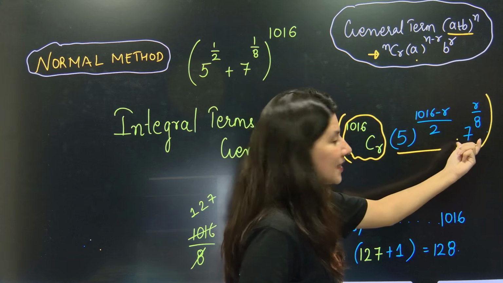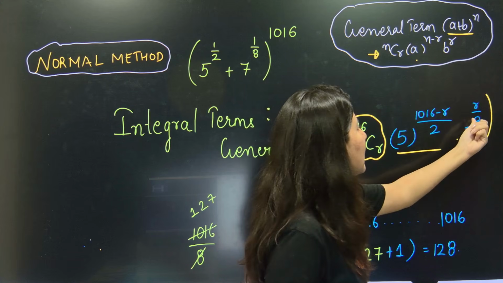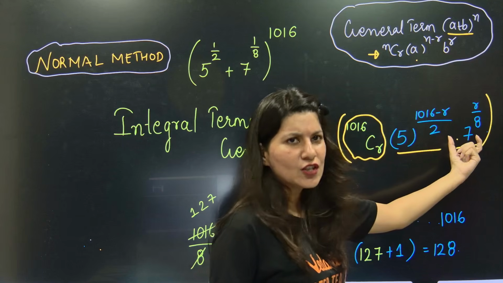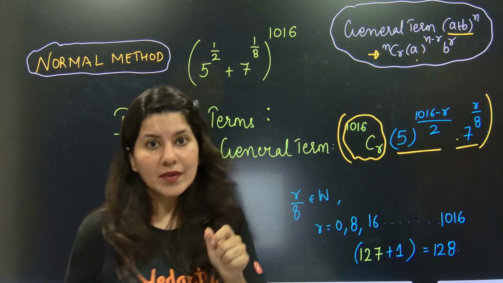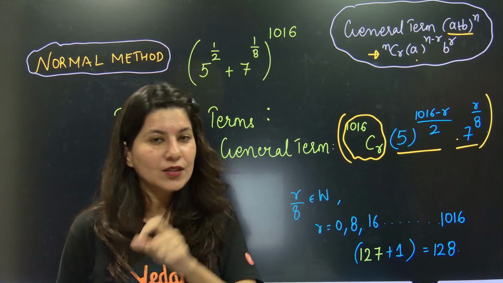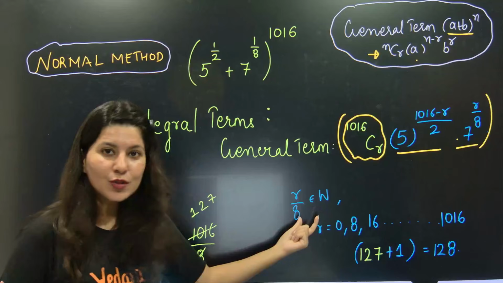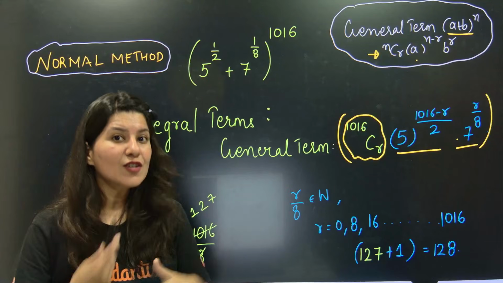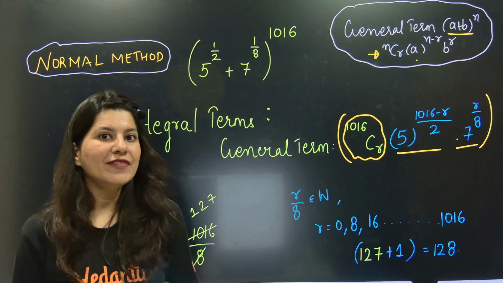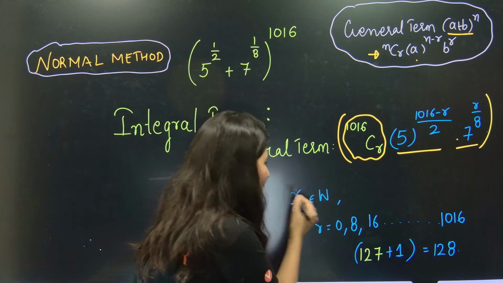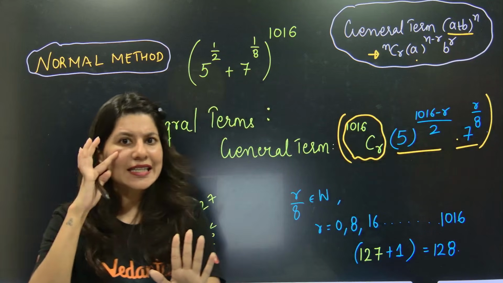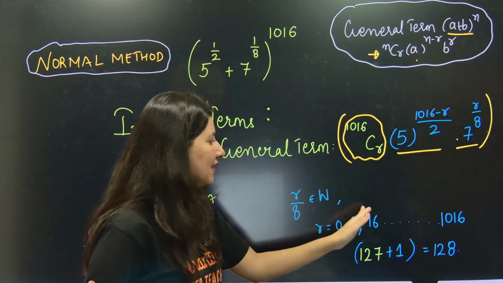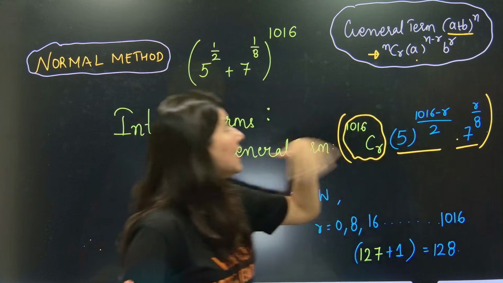So let's pick this, 7^(r/8). This will become an integer or a rational term if r/8 is a whole number, that means 0, 1, 2, 3. So r/8 should be a whole number, which means r should be a multiple of 8. So r starts with 0. If you put 0 over here, what will you get? 7^0, which is an integer. So 0, then 8, then 16, and all the way up to the last.